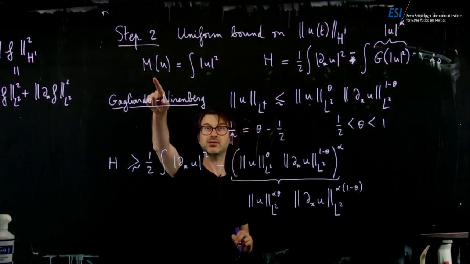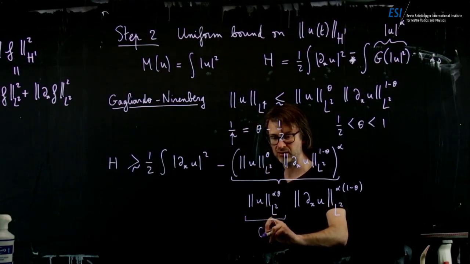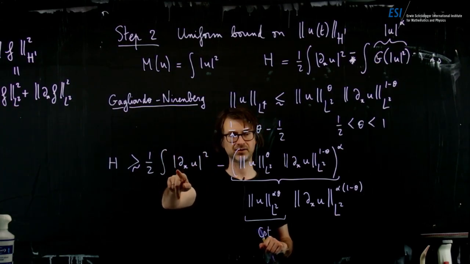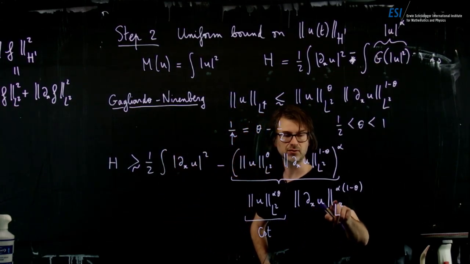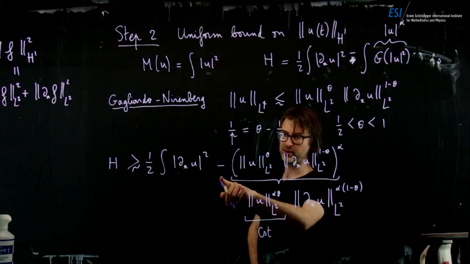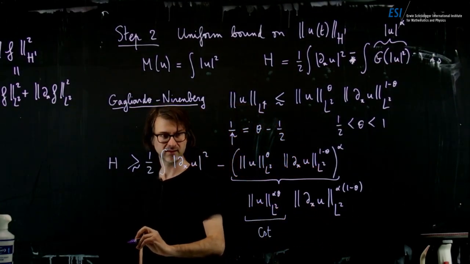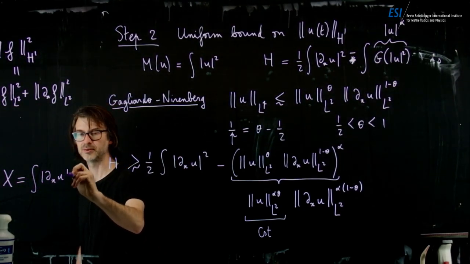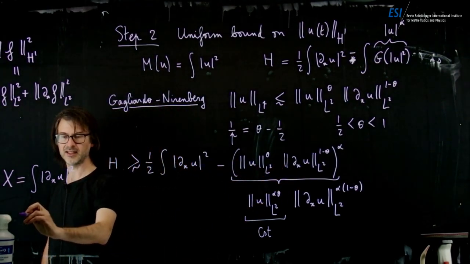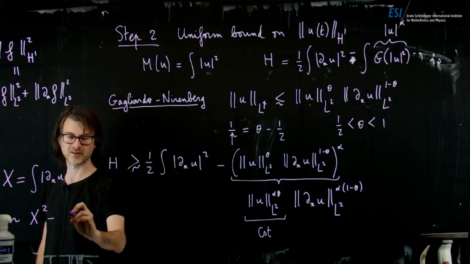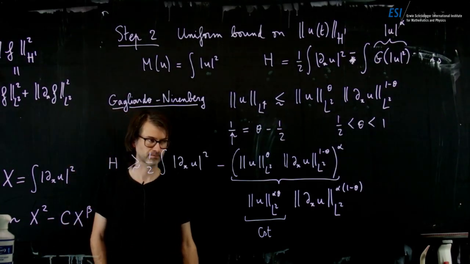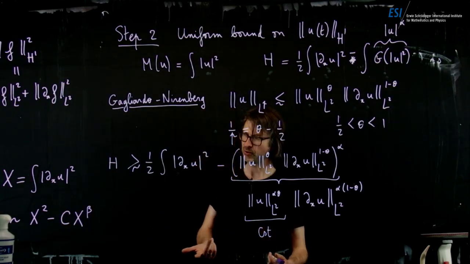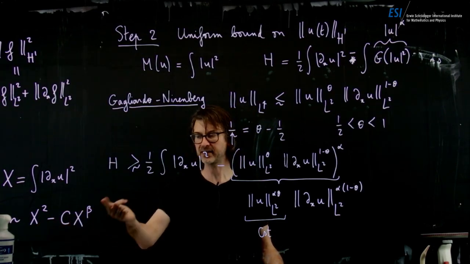So the mass is conserved, so this term here, we think of it as a constant. This is conserved by the nonlinear flow. And then you have, on the one hand, the integral of dxu squared, and on the other hand, dxu in L2 to the alpha times 1 minus theta with a negative sign. So if capital X is the integral of dxu squared, then this right-hand side here is like x squared minus c x to the power beta, right? And what we have is an upper bound on this quantity. This will translate into an upper bound on x, obviously, if beta is less than 2.